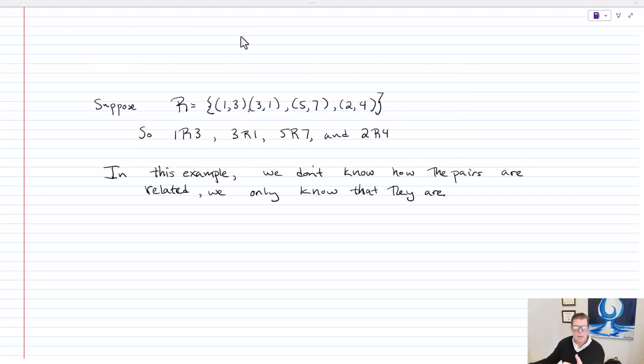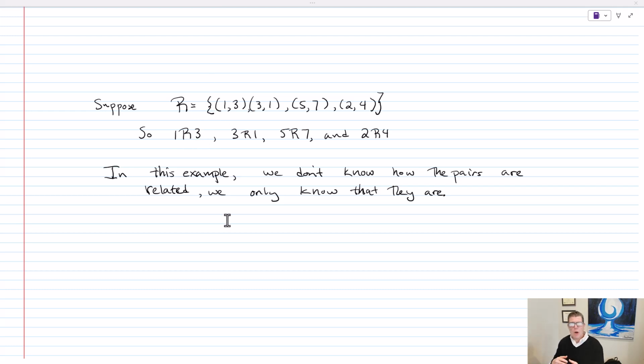So to give you an example, let's look at a set of ordered pairs. Let's suppose that we have the set R, which is the set of ordered pairs (1,3), (3,1), (5,7), (2,4). So according to this, we have 1R3, 3R1, 5R7, and 2R4. Notice the first term is going to be the first part before the R. The second one is going to be after the R.